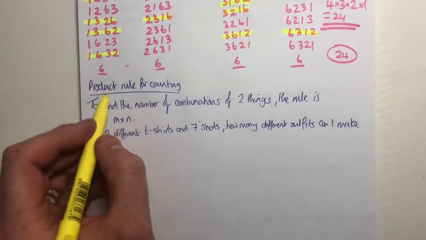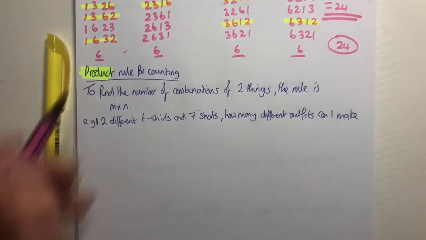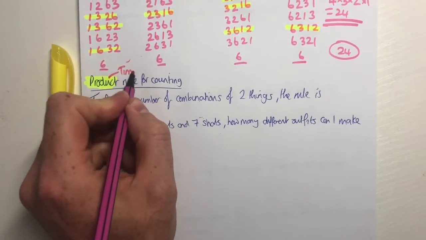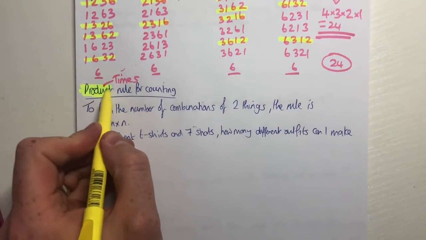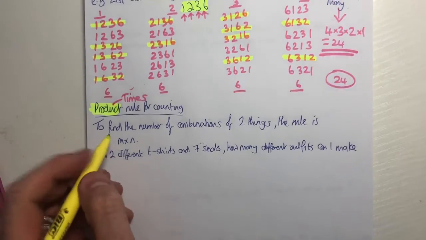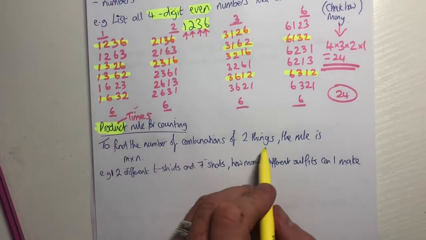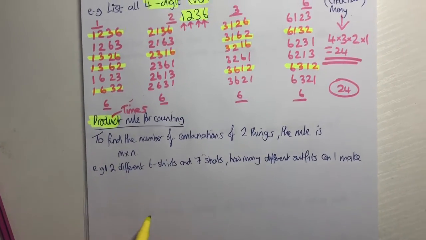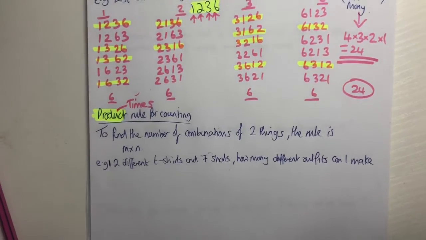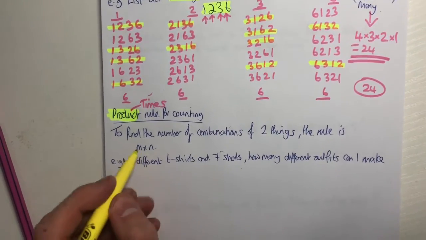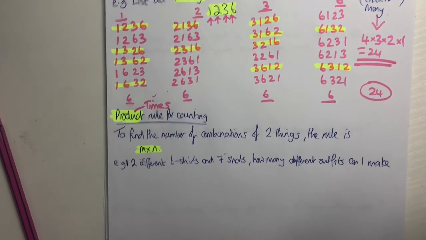So for the product rule, we know product means times. This is where the actual topic is called the product rule for counting. So product means times. Let's say, for example, there are two things, M and N. How many different ways are there of having M and N together? What the product rule says is that you would just multiply those two together.